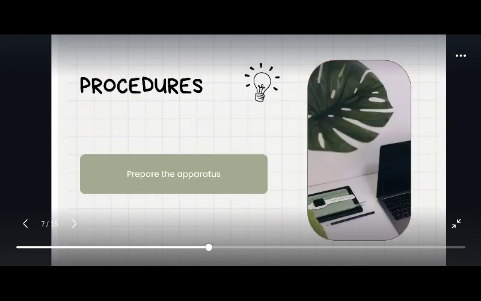For the procedure, first, students need to prepare the apparatus. First, clean and dry the density bottle and stopper properly. Weigh the dried bottle with stopper and record the mass M1. Take about 10 to 20 grams of oven-dried soil sample cooled in the desiccator. Pour it carefully into the density bottle. Weigh the bottle with soil and stopper.